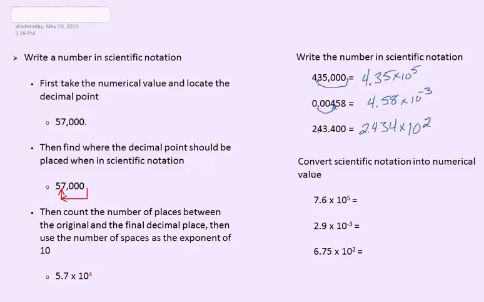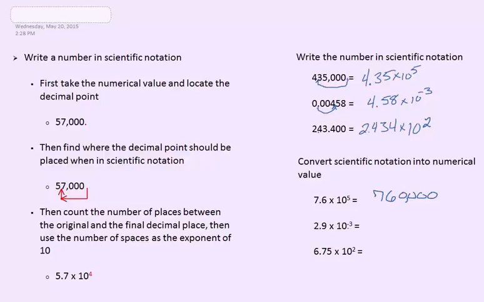Now let's convert scientific notation back into its numerical value. We see that it's raised to the fifth power, so we're going to move our decimal place 5 places to the right. If we do so, we'll get a value of 760,000.